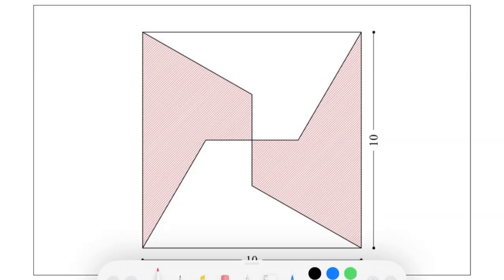In this case, we have a question with us. We need to find the area of the shaded region. Here, A square, that is the area of the entire square, is going to be 10 into 10, that is 100. We need to determine the area of the shaded region.